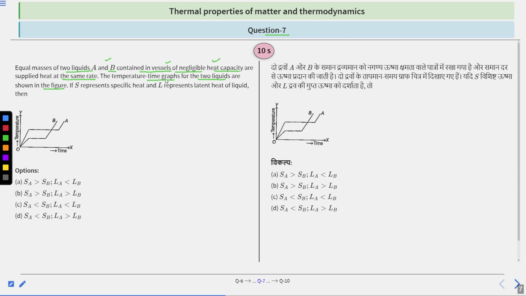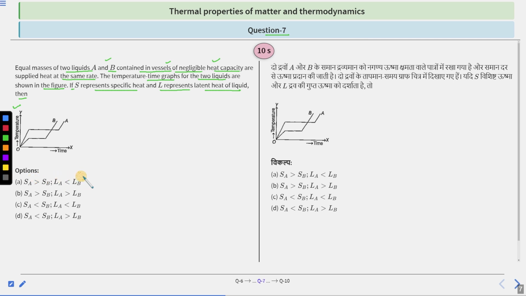So in this question, the given graph is this one, and if S represents specific heat and L represents latent heat of liquid, then which option is correct? Option A is SA is greater than SB and LA is less than LB. Here S represents specific heat, so SA is the specific heat of liquid A and SB is the specific heat of liquid B. Similarly, LA represents latent heat of liquid A and LB represents latent heat of liquid B.